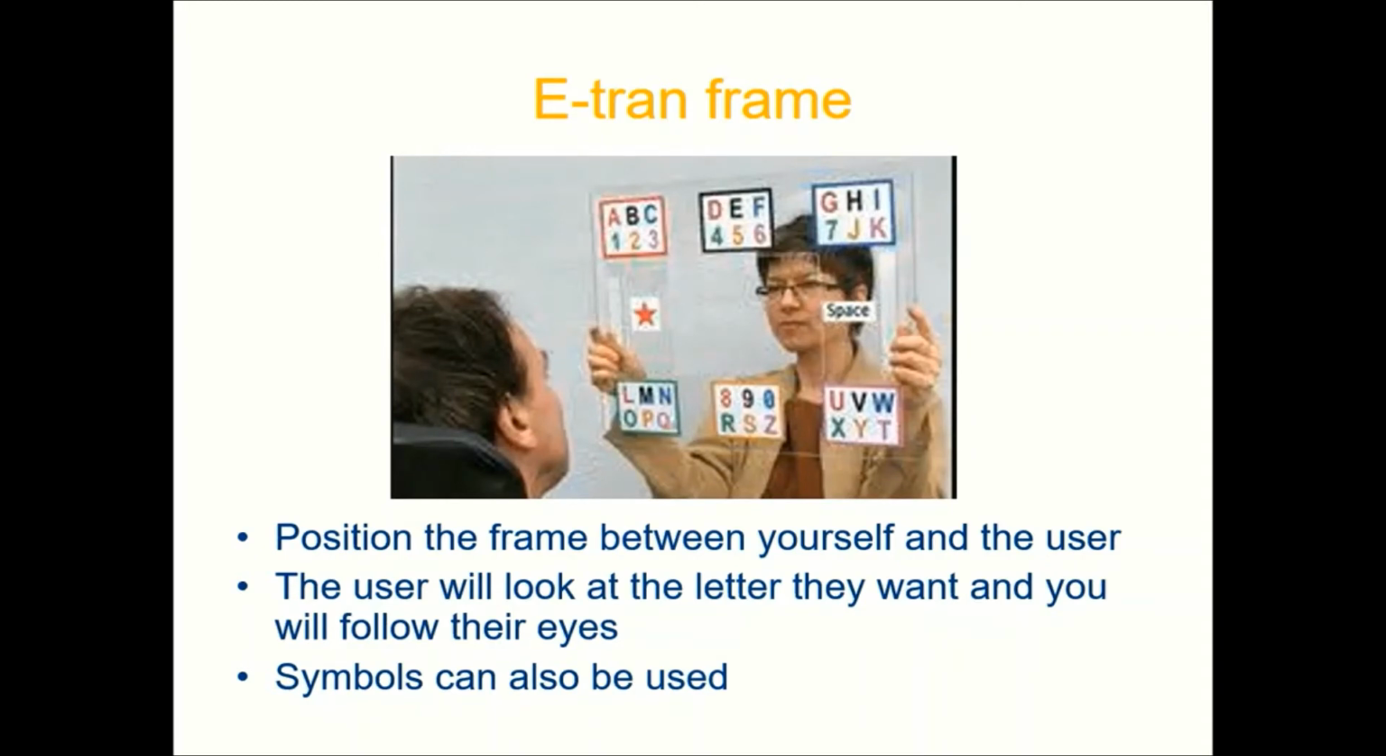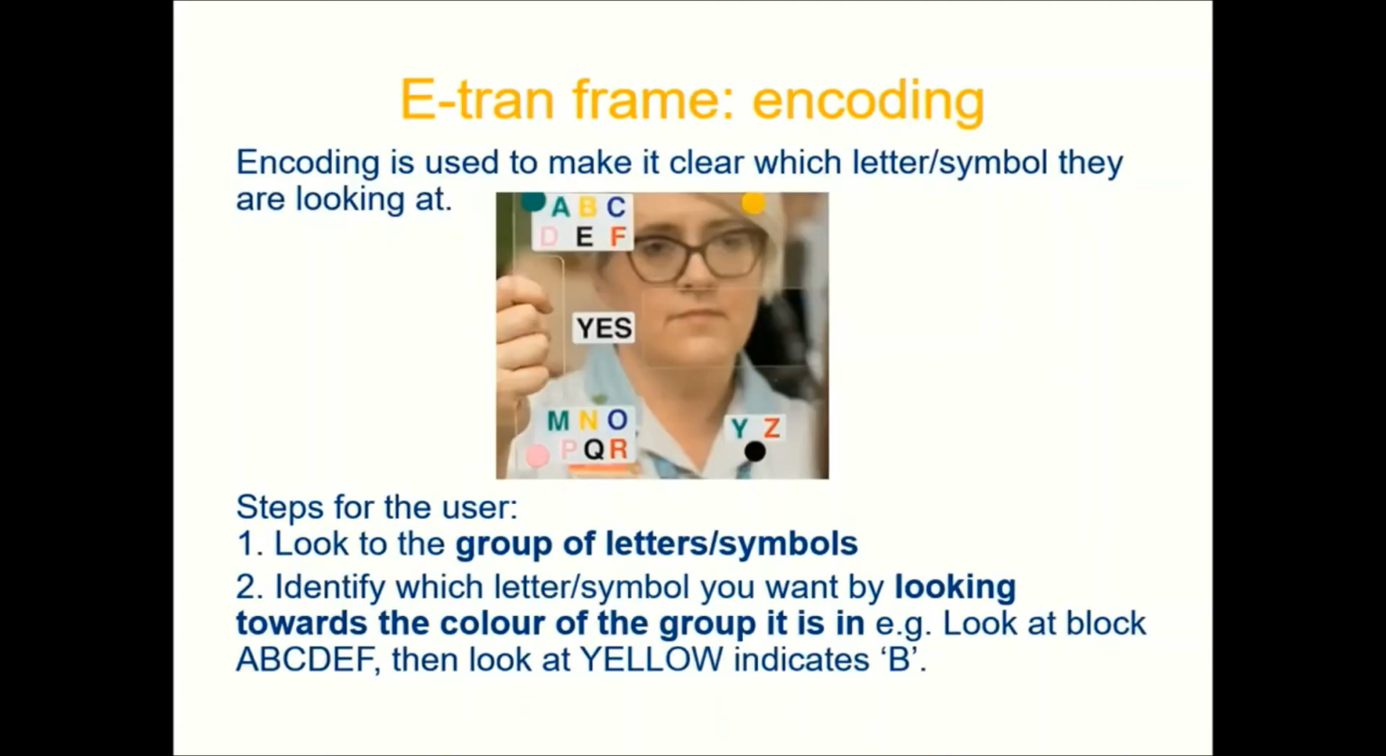Now, because it would be really hard to eye point to individual letters on the board, a color coding system is used called encoding. So essentially, the letters of the alphabet are grouped. So it's a two-step process. What happens is the person looks to the group of letters or symbols first. So in this example picture, let's say they wanted to select the letter A. They would look at the group that the letter is in, and then they would actually look at the circle of color to indicate which color the letter is.